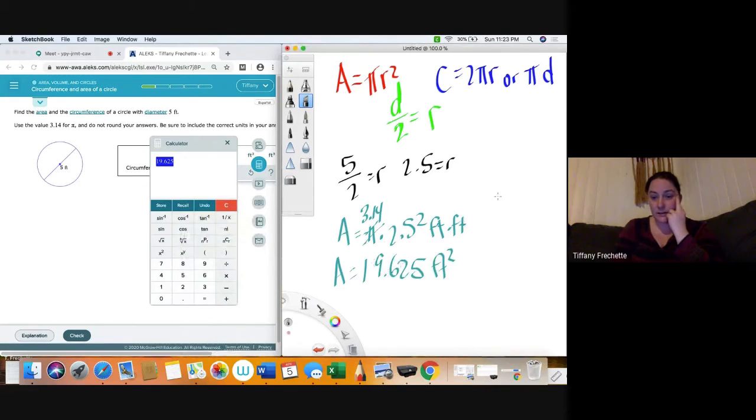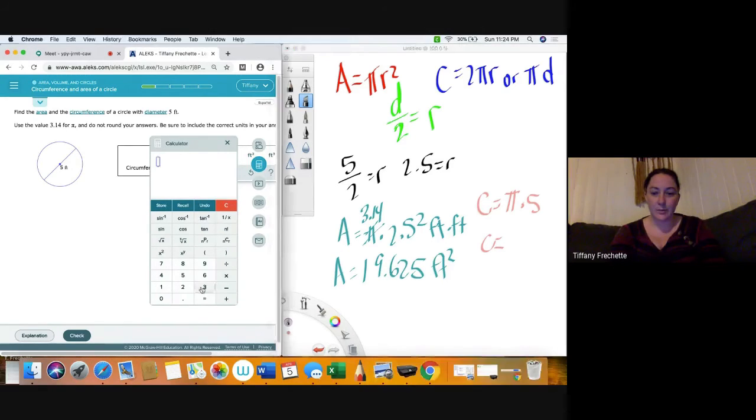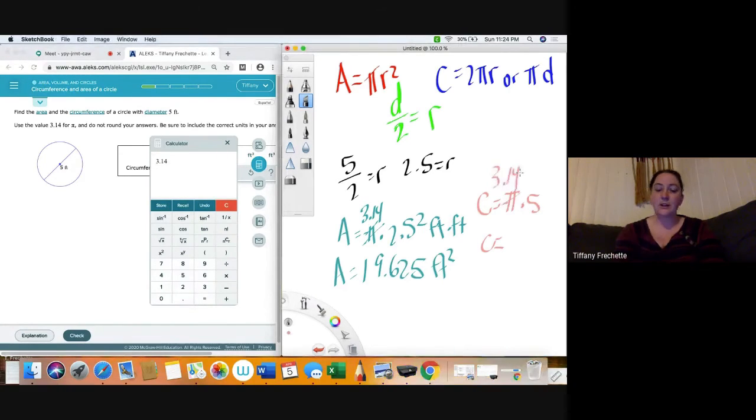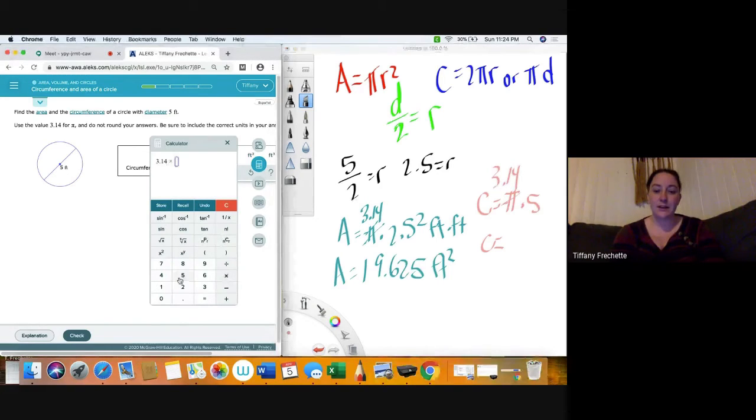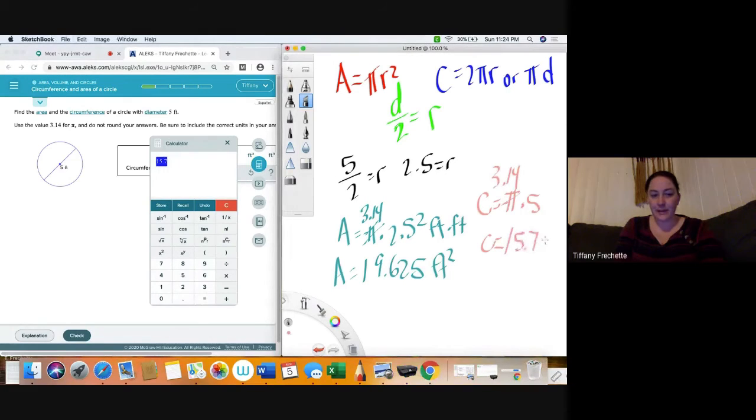Now circumference. You can use r, or we can go back to 5 and use the diameter, because we do have an option to use diameter for circumference. So we can go pi times the diameter, and this will tell us what the circumference is. Remember it's 3.14, times 5. And this is just feet. Remember, this is the distance around the outside.